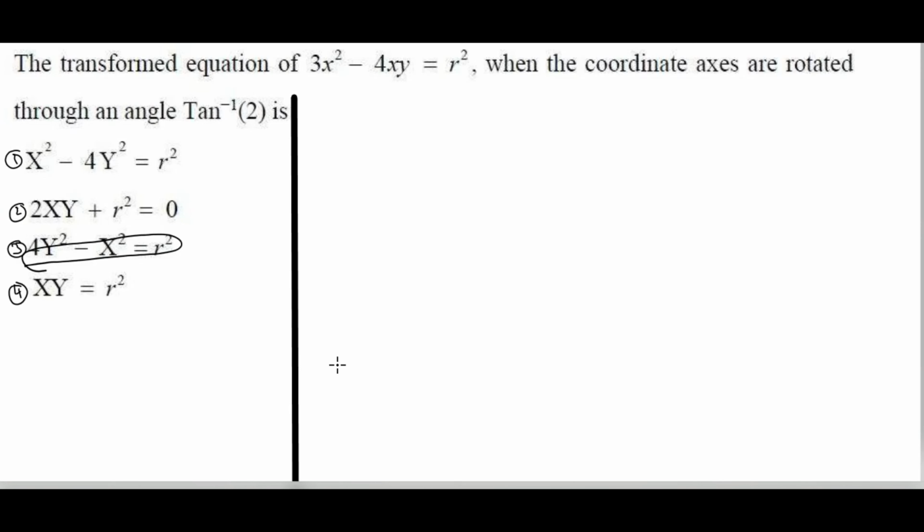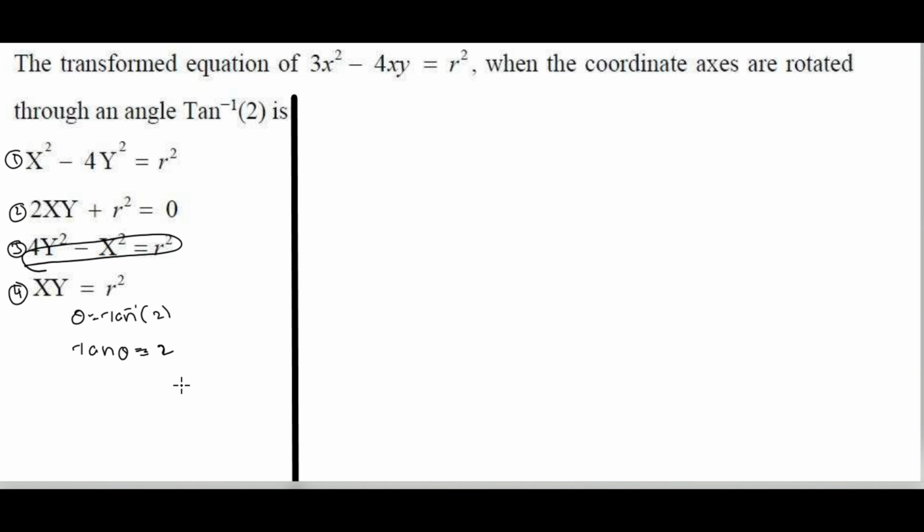Friends, this problem is from transformation of axes. The transformed equation of 3x square minus 4xy is equal to r square when the coordinate axes are rotated through an angle tan inverse 2 is. Here given theta is equal to tan inverse of 2. That is tan theta is equal to 2.